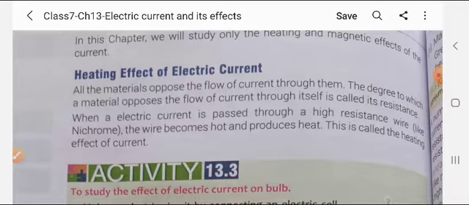All the materials oppose the flow of current through them. The degree to which a material opposes the flow of current through itself is called its resistance. Resistance means the thing that tries to stop the moving of the electric current, acting in the opposite direction. That is called resistance.